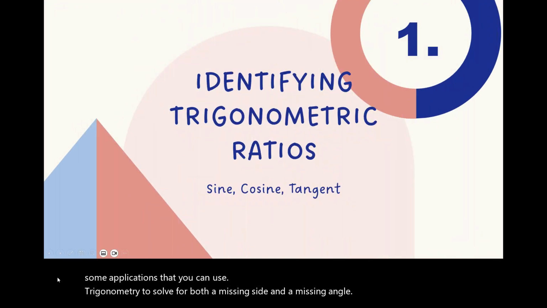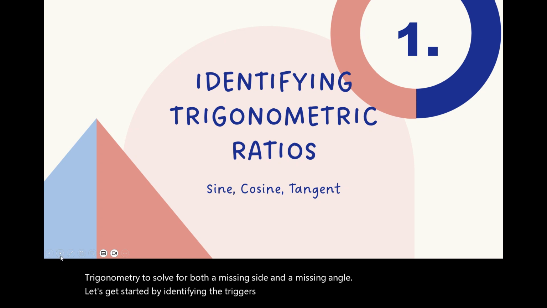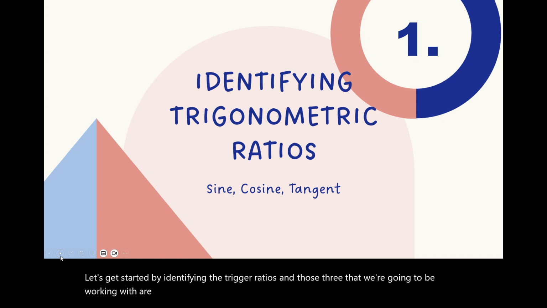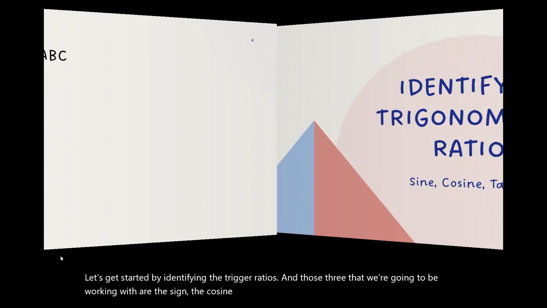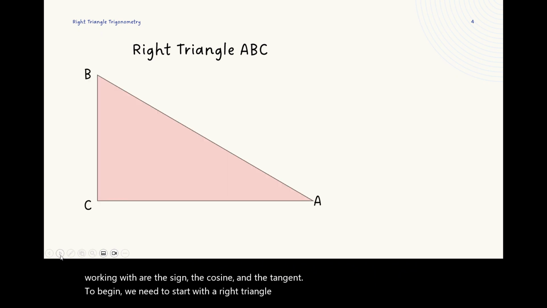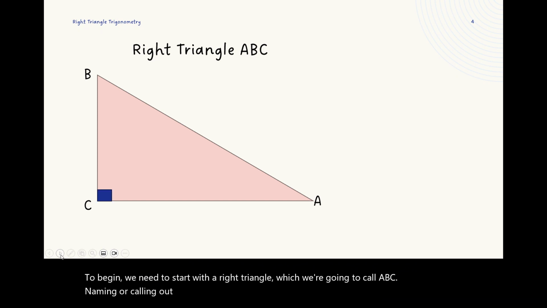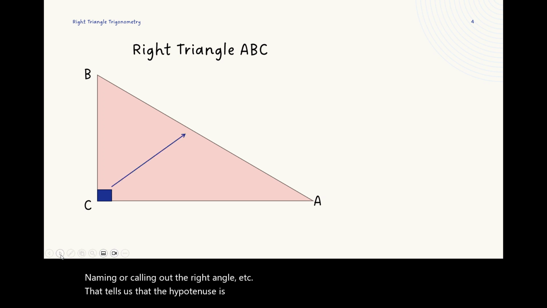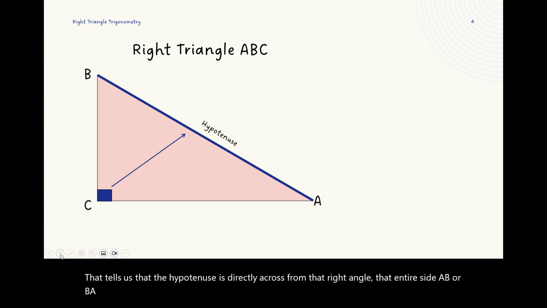Let's get started by identifying the trig ratios. And those 3 that we're going to be working with are the sine, the cosine, and the tangent. To begin, we need to start with a right triangle, which we're going to call ABC. Naming the right angle at C tells us that the hypotenuse is directly across from that right angle. That entire side, AB or BA, would be the hypotenuse, which we will label with an H.